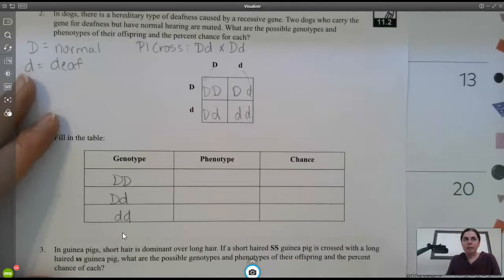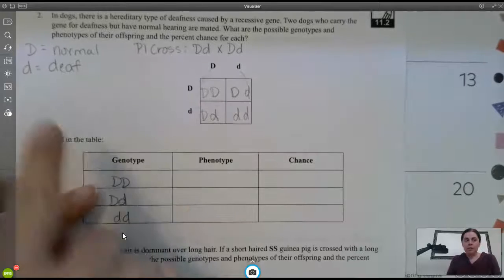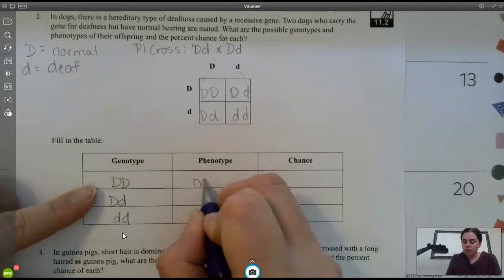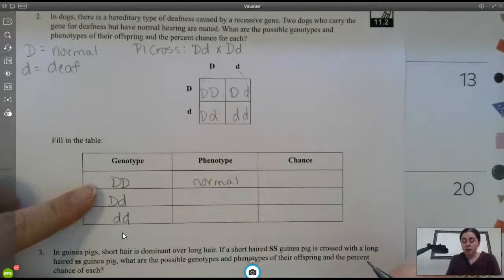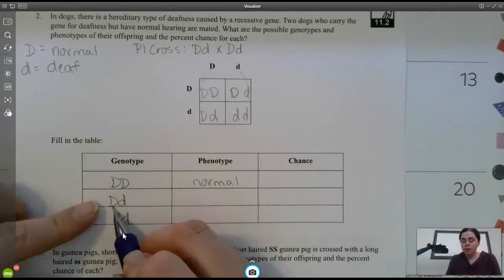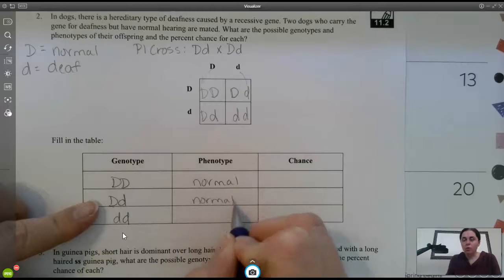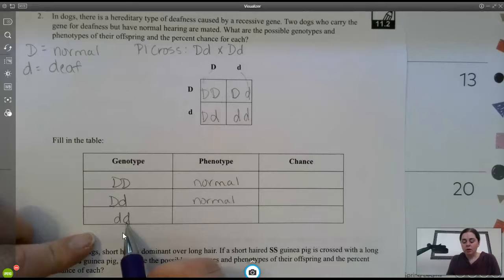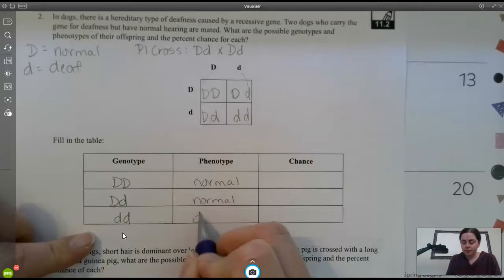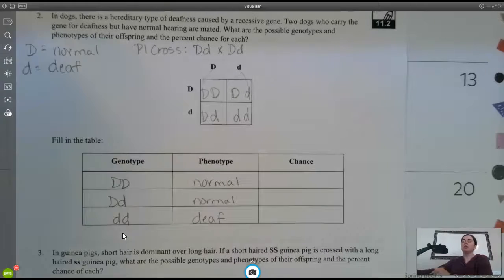Now we need to discuss the phenotype that these different genotypes will bring. Remember, big D was normal, little d is deaf. So we have 2 big D's, so this will be a normal hearing dog. Homozygous dominant will be normal. Our heterozygous contains that normal hearing allele, so that means it will also have normal hearing, which leaves our homozygous recessive as having deafness. So we have one combination that will produce a deaf puppy.